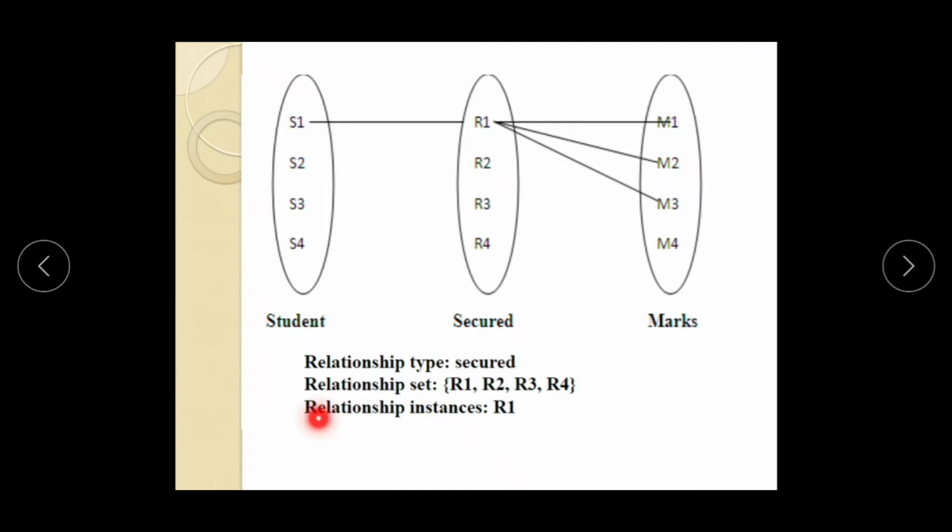Now another term is the relationship instance. In this figure, only S1 is participating in a relation R1. No other entities are participating in any relationship. Only S1 is participating in the relationship R1, so the relationship instance is R1. R1 is the only relationship instance here. Clear? So we have come across the keywords relationship, relationship type and relationship set.